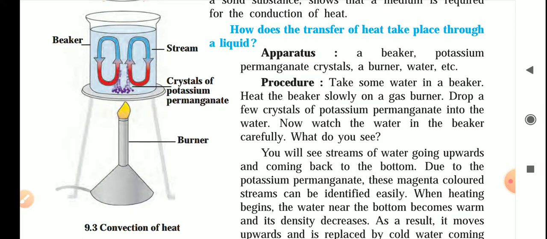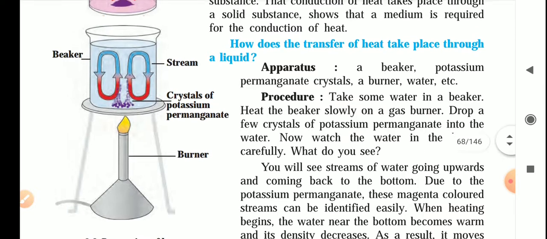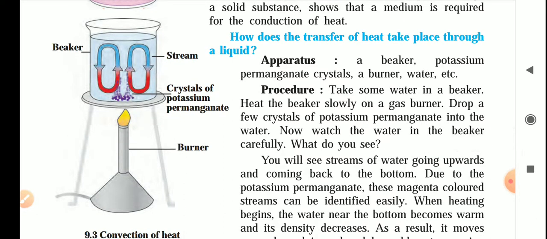So what are the apparatus needed? We need a beaker, potassium permanganate crystals, a burner and water. So how is the arrangement done? A beaker is placed on a tripod and it is filled with water, and some potassium permanganate crystals are put in that beaker, and the beaker is being heated from the bottom with the help of a burner.